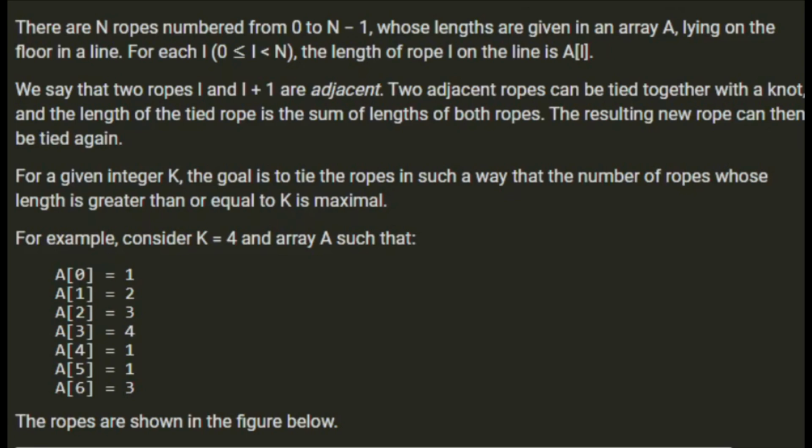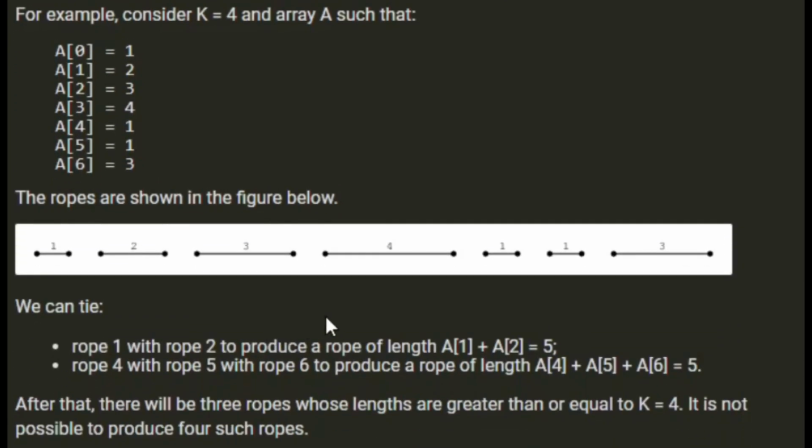The resulting new rope can then be tied again. For example, given integer K, the goal is to tie the ropes in such a way that the number of ropes whose length is greater than or equal to K is maximal. For example, consider K equals 4 and array A like this. We can tie rope 1 with rope 2 to produce a rope of length A[1] plus A[2], which is 2 plus 3 equals 5. Rope 4 with rope 5 with rope 6 to produce 1, 1 and 3, which is 5. After that, there will be three ropes whose lengths are greater than or equal to K equals 4. It is not possible to produce four such ropes.